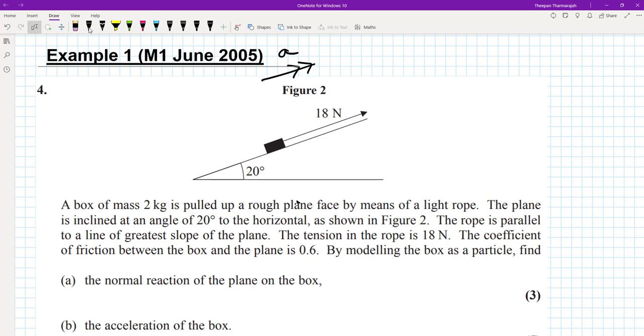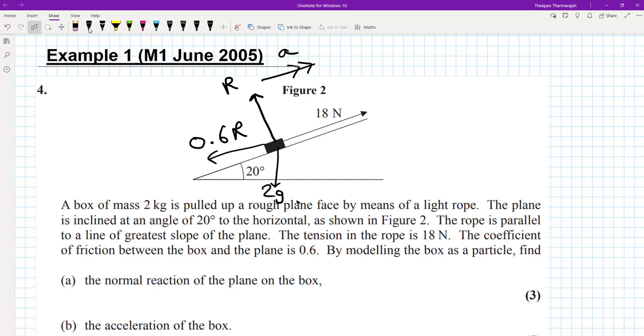So friction is mu times R, and we know that mu is 0.6, so it's going to be opposing motion, so it's 0.6R. Then the box is in contact with the plane, so we have a normal reaction perpendicular to the plane, R, and then we've got the weight, mass times gravitational force, 2g, going down. So a standard technique is knowing how to resolve this.